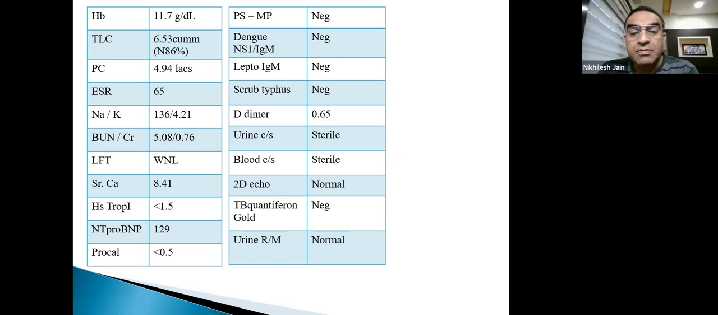So probably community-acquired pneumonia, one. Secondly, possible atypical pneumonia because of the way his total counts and the rest of the things, and the dengue, lepto, and scrub have behaved. And the only other thing is there was a differential of TB. At least acute phase is definitely not there, TB quantiferon gold, even though the ESR is slightly high. So that is what my interpretation would be.